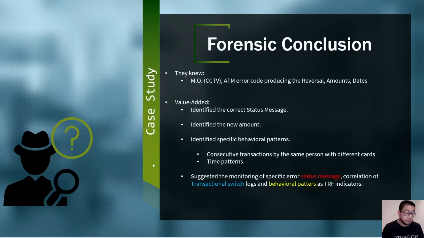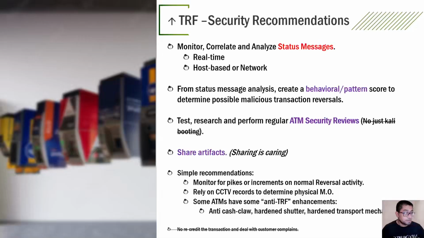So at the end, my recommendation for this financial institution was to monitor that specific error that I gave to them, that specific status message that was working for them, to correlate these transactional switch logs with the journal logs, and to analyze and use some behavioral patterns as triggers for transactional reversal flow indicators.